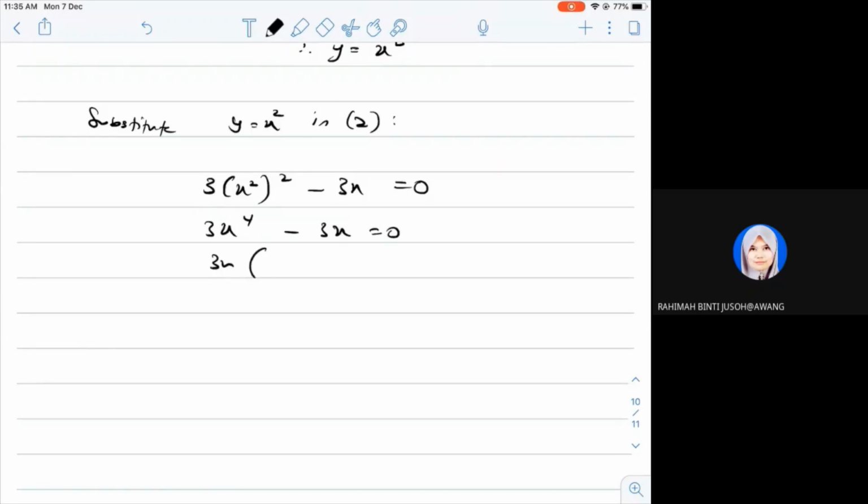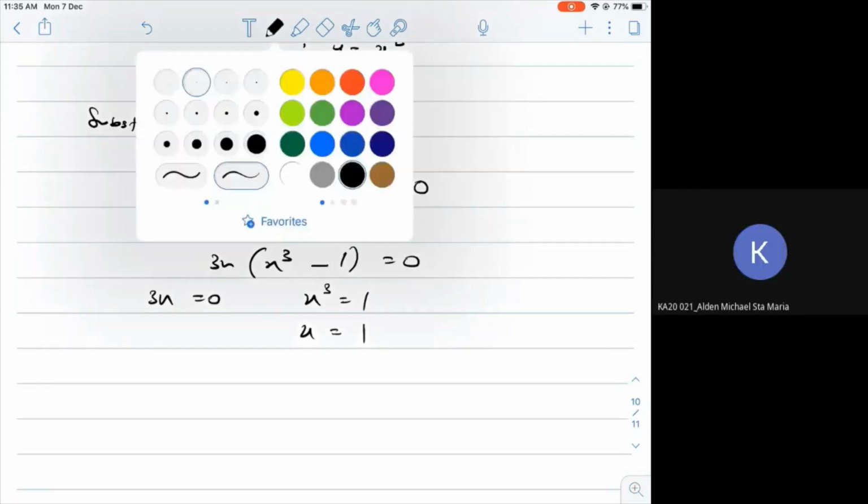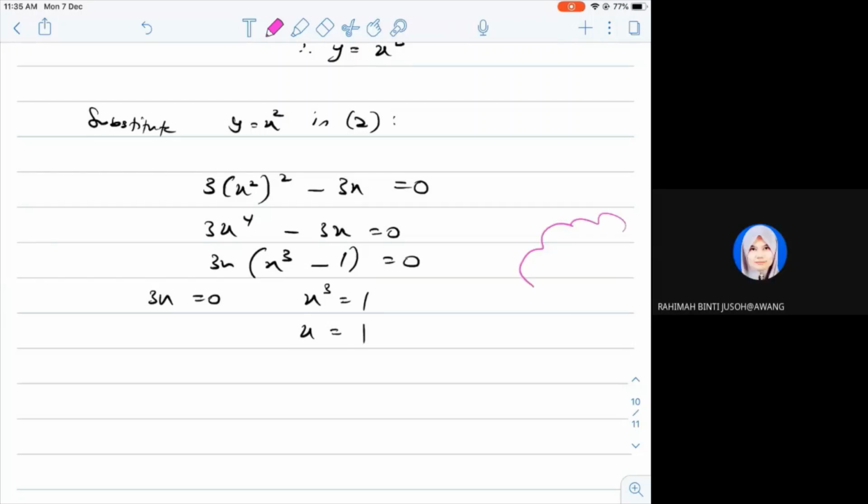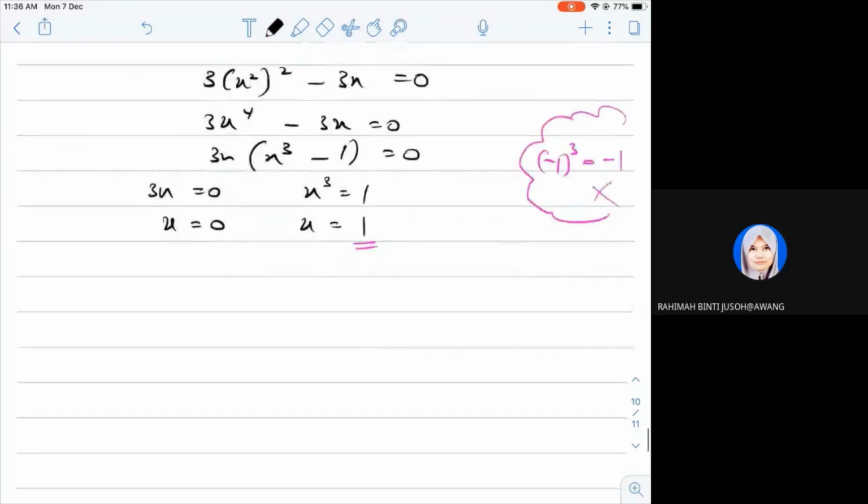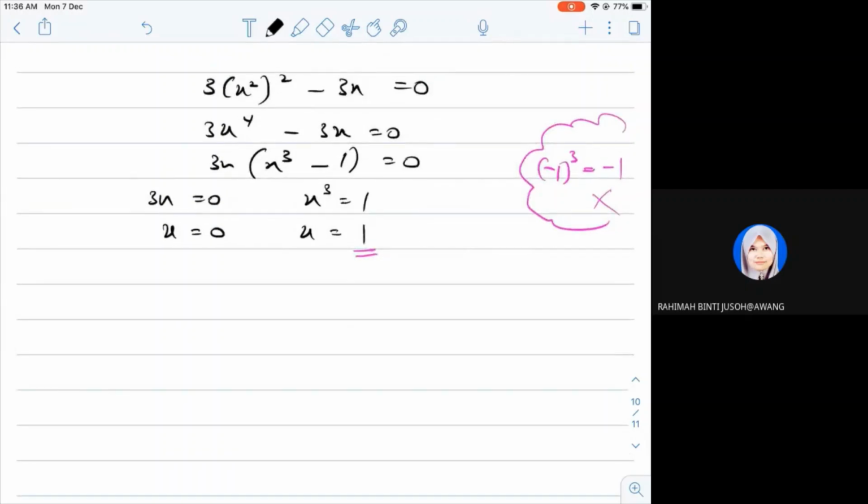Therefore, 3x times x cubed minus 1 equals to 0. So 3x equals to 0 and then x cubed equals to 1. So x equals to 1. Okay, can x equals to negative 1? No, because negative 1 to the power of 3 becomes negative 1. So only x equals to 1, and then this one, x equals to 0. So there are only two critical points.